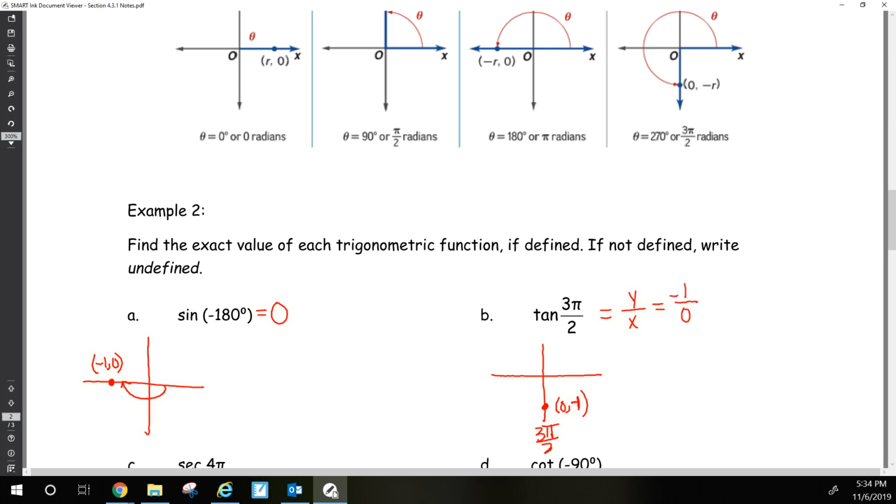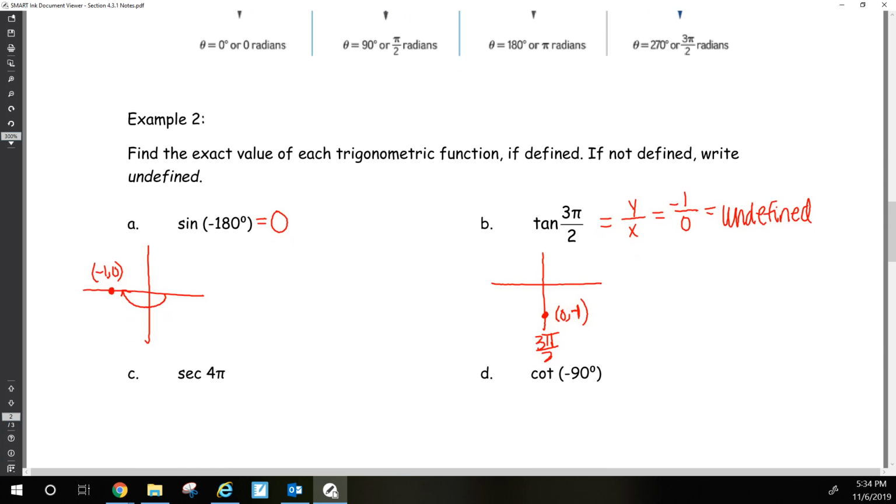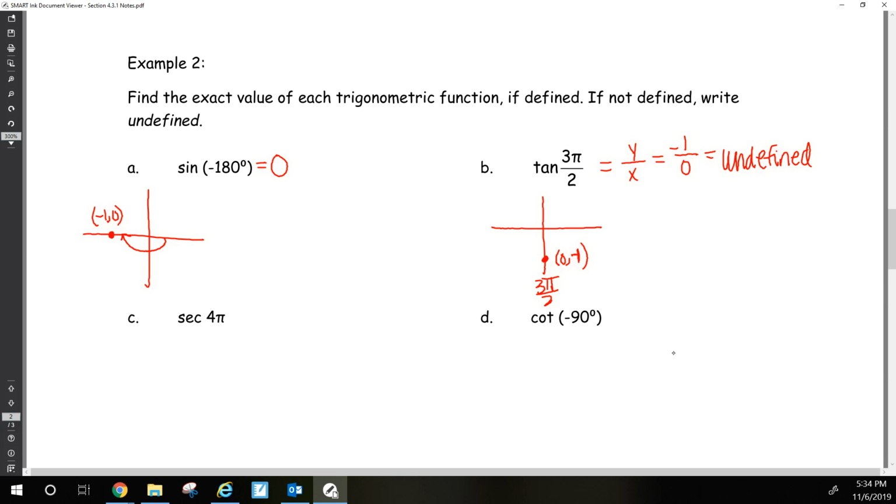Uh-oh, what's wrong with that? Can we divide by 0? No. So this guy's not defined, and we're going to say undefined. We can have 0 over 1, but we can't have 1 over 0. So tangent is undefined at 3 pi over 2, which is also 270 degrees.